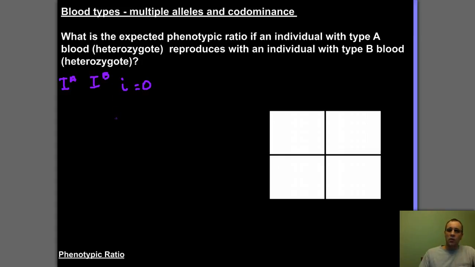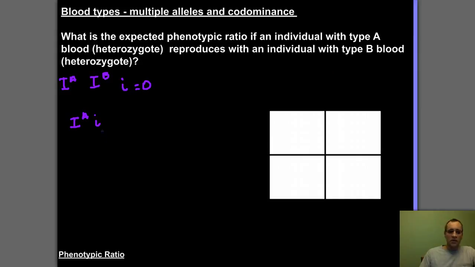Okay, so when we say it's type A and it's heterozygous, that means it is this. It could not be this, IA IB, because this phenotype would be type AB blood. So it's not that. Let's erase this.